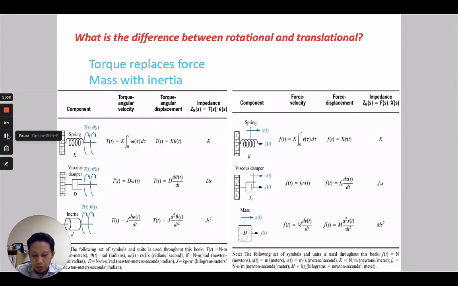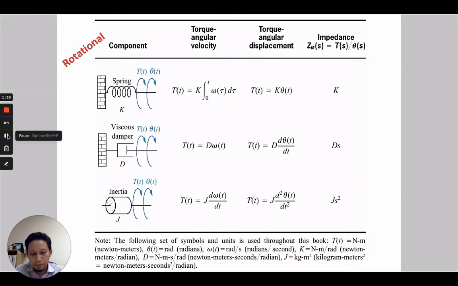But now let's change the representation of the viscous damper and inertia. For the viscous damper we use D. For the inertia we use J, and we replace a force with a torque. And for this rotational system, we replace the mass with an inertia. So let's focus on the torque and angular displacement here. For the spring we have K theta, for the viscous damper we have D theta dot, and for the inertia we have J theta double dot.